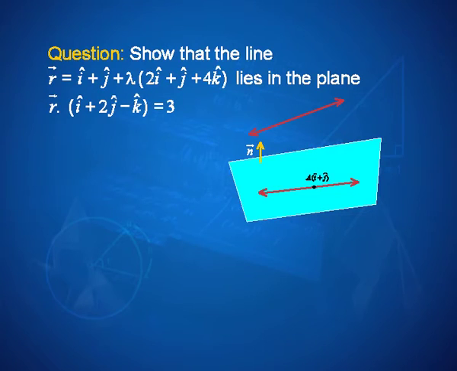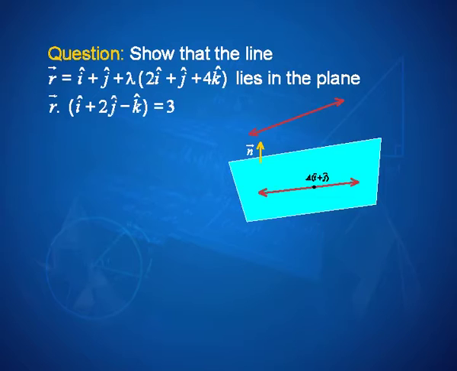We have here another question for you, and the question says, show that the line given by the equation vector r is equal to i cap plus j cap plus lambda times (2i cap plus j cap plus 4k cap) lies in the plane r dot (i cap plus 2j cap minus k cap) equal to 3. Now, the line lies in the plane. The plane is given with a certain normal, which has the direction ratios as 1, 2 and minus 1.